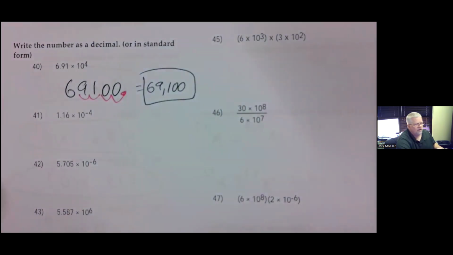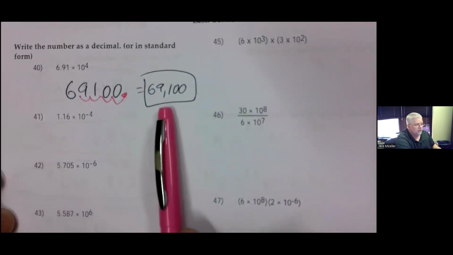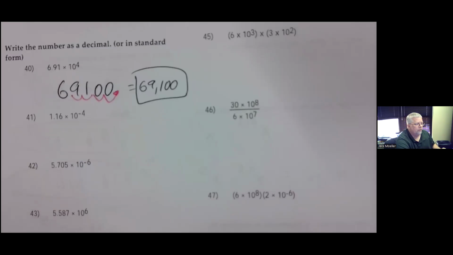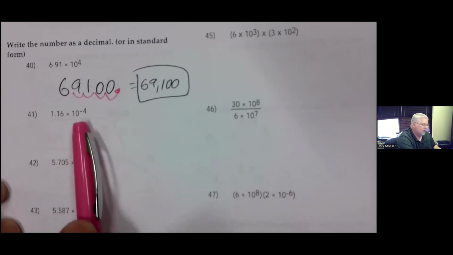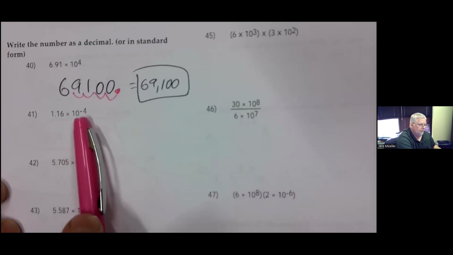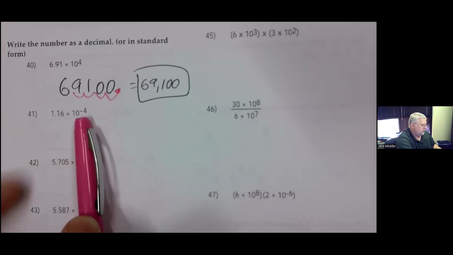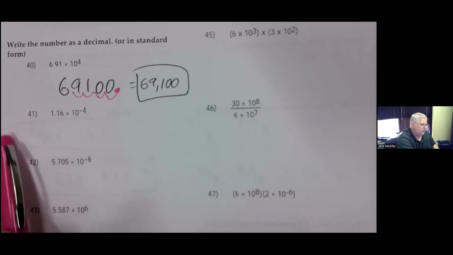You don't have to have the commas. MATLAB probably prefers it without it, but I think it makes it much easier to read if we got the commas. All right, so what about the next one? 1.16 times 10 to the negative fourth. So is that a large number or a small decimal number? Well, negative exponent means decimal number. So we're going to have to move this decimal 4 places. To get a decimal number, now we're moving to the left.